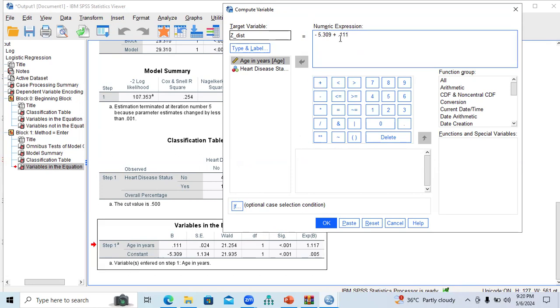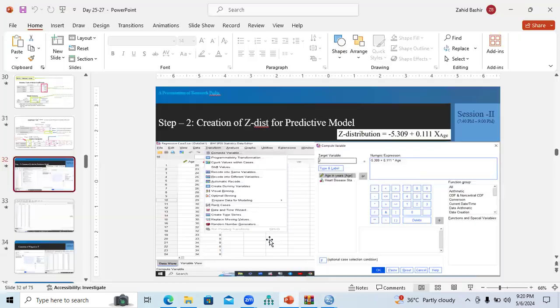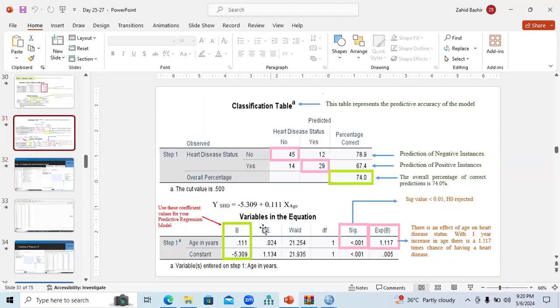So we can multiply this value with age. So a star sign for multiplication, sorry. We need to write here the value again, 0.111, then multiplication, age. So what you need to do is multiply this value with age. So a star sign for multiplication, and then you double click on age from here, like this. Now it looks similar to your predictive model here.